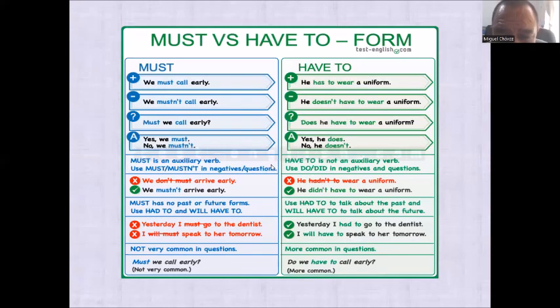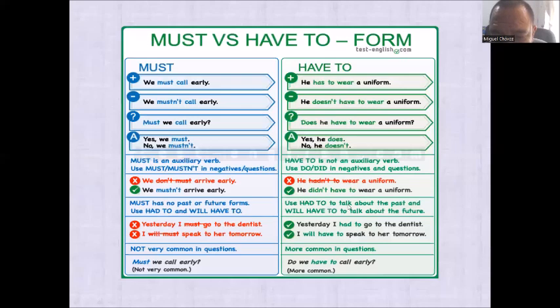As we saw in the previous explanation, have to is not an auxiliary verb. Use do or did in negative and questions. Remember that did is used for past tense. Here we have an example. He didn't have to wear a uniform. Didn't refers to the past tense.